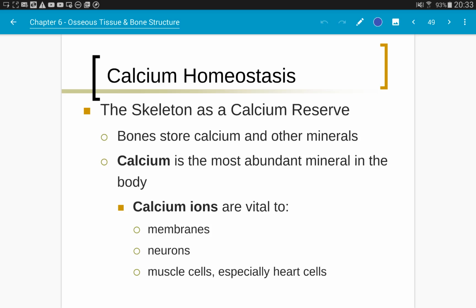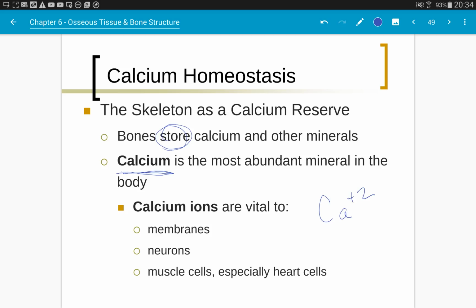So we consider bones as kind of a place that stores calcium and other minerals like phosphate, for example, because we have calcium phosphate. However, we always think about calcium when we talk about bones because calcium is the most abundant mineral we do find. Calcium ions, so that would be like this.